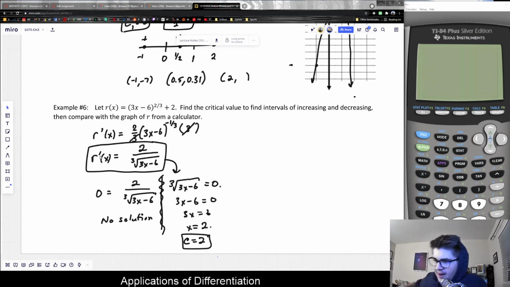There we go. All right, so we could, again, draw our little number line, place our critical value in the middle, and I want to check values to the right and to the left. So let's just say 1 and 3, and I want to check, again, plug it into the derivative.